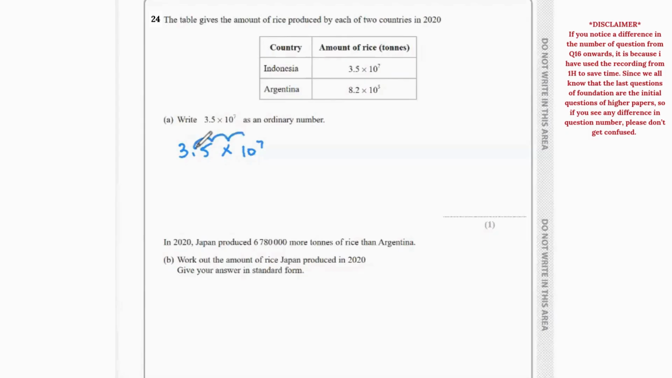So 1, 2, 3, 4, 5, 6, 7. So that's going to be 35. And then after 35, we add 6 zeros. 1, 2, 3, 1, 2, 3. That is your number in ordinary form.